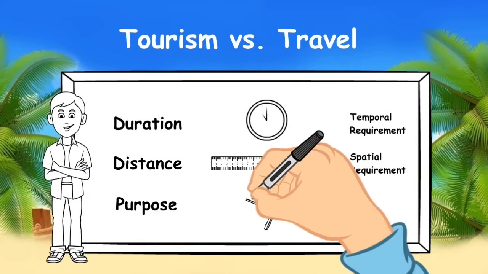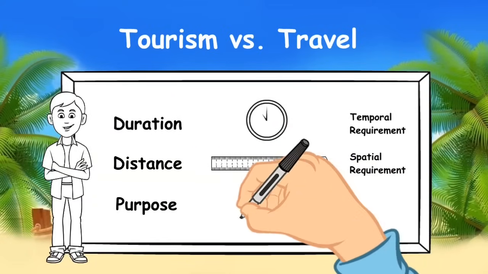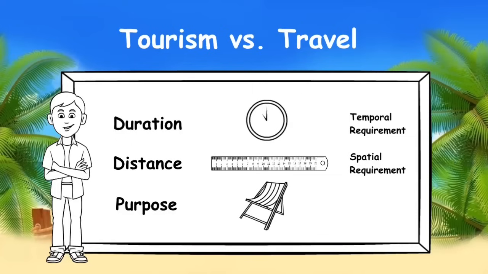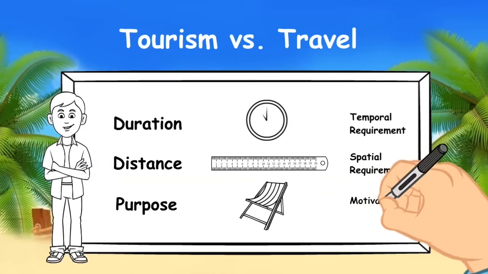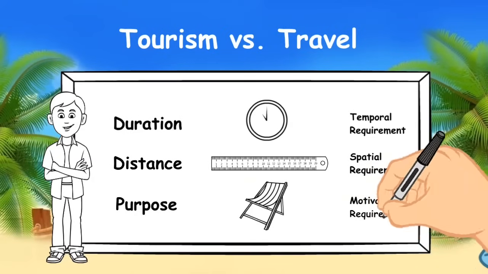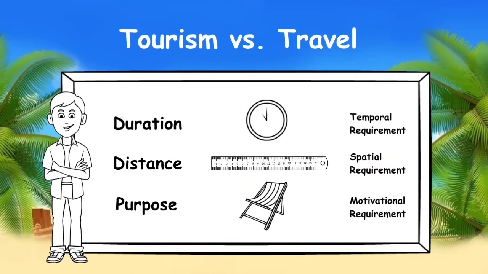The third and final criterion examines the purpose of the trip. Tourism may include travel for many different reasons, but the main purpose should not be to seek employment at the place visited. This is done to distinguish tourism from more permanent forms of migration. This is called the motivational requirement.